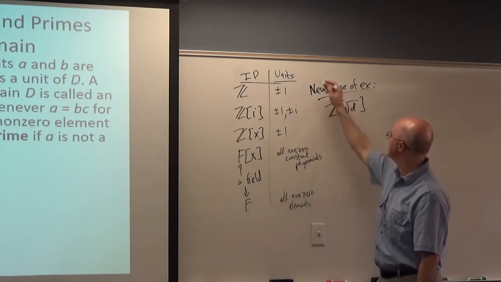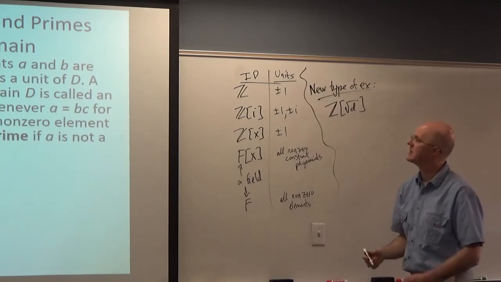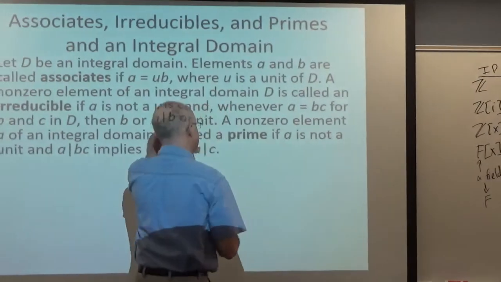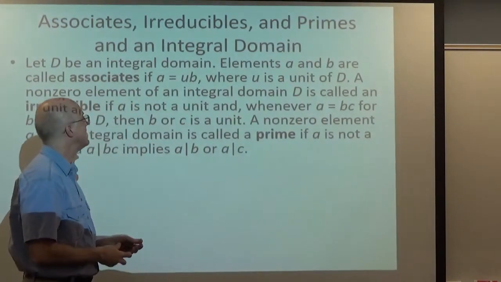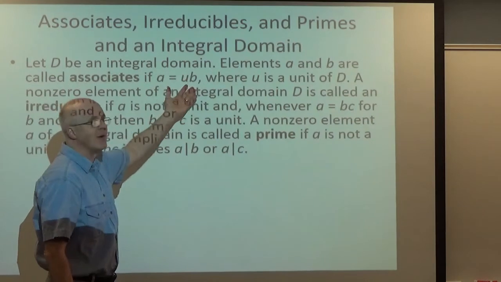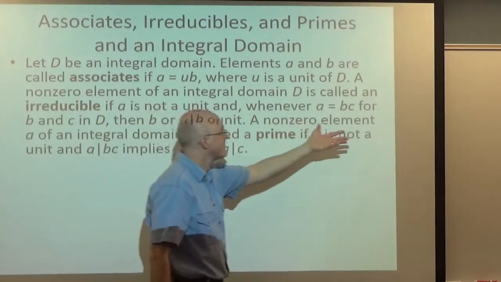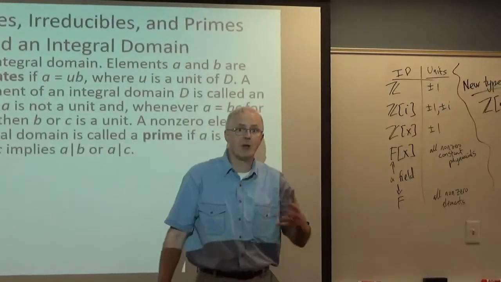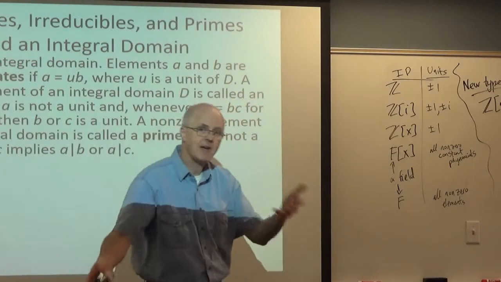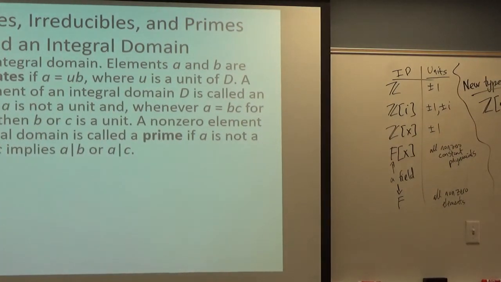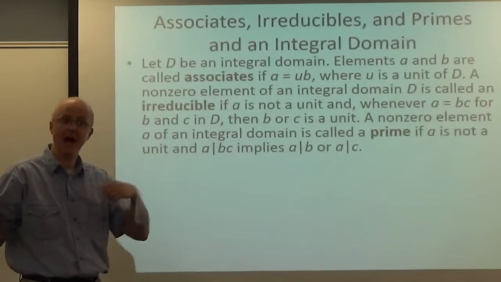Okay, now relate this to this first definition. A and B are associates. They are associated, you might say, if one is a unit times the other. In the integers, two integers are going to be associates if they equal plus or minus 1 times each other. 5 and negative 5 are associates. 7 and negative 7 are associates. 7 and 17 are not. 7 and negative 17 are not. It's an integer and its opposite that are associates.